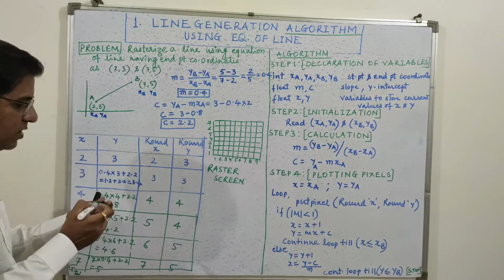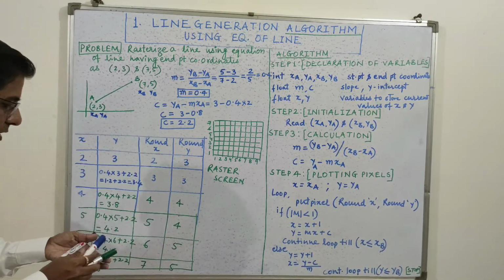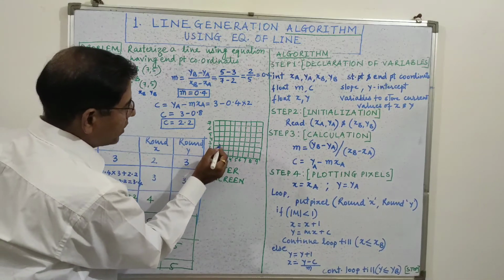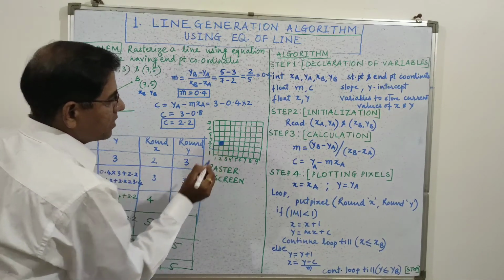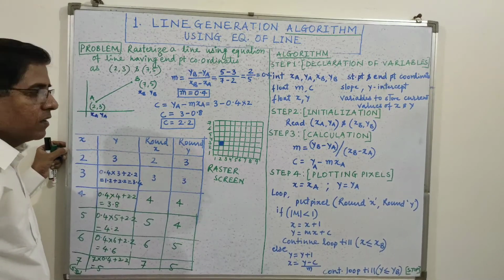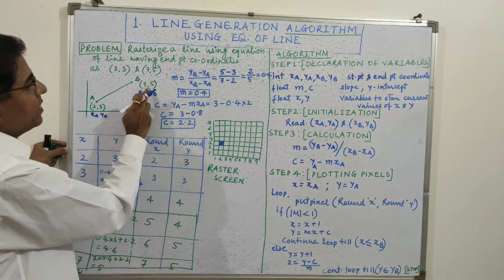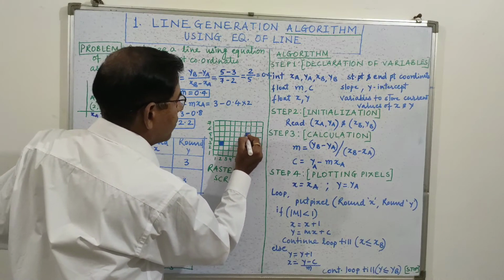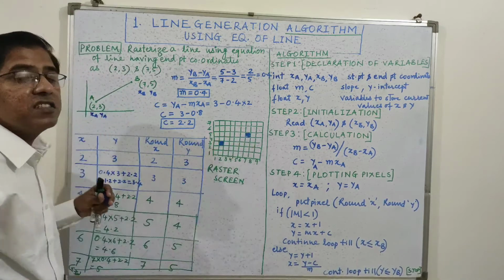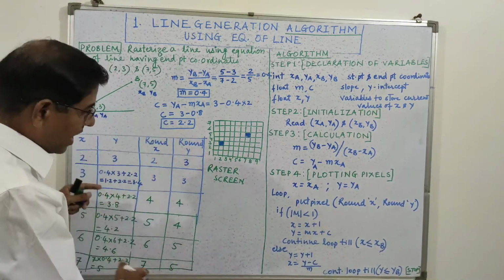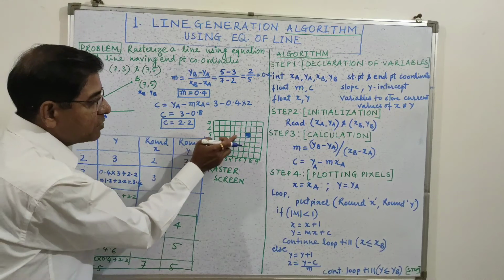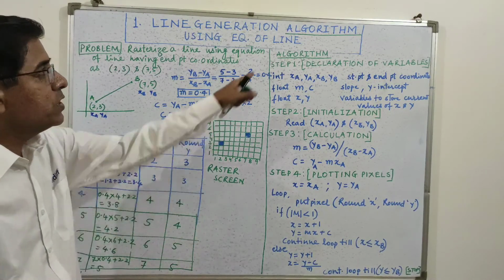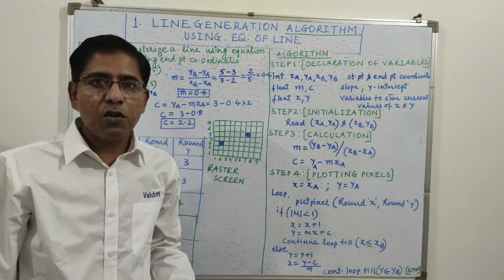Now we plot these values of x and y on the raster screen. So first is 2, 3. This is the start point coordinate, and the end point coordinate is 7, 5. So this is the start point and this is the end point. Using this rasterization process, we have selected the intermediate pixels between the start point and end point by using the algorithm called equation of line.